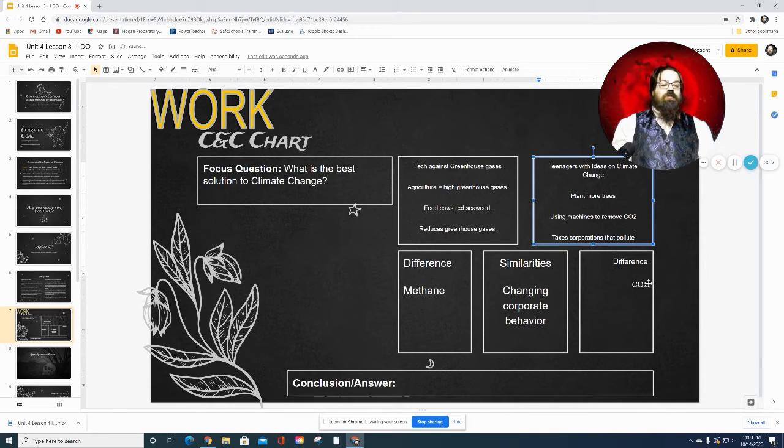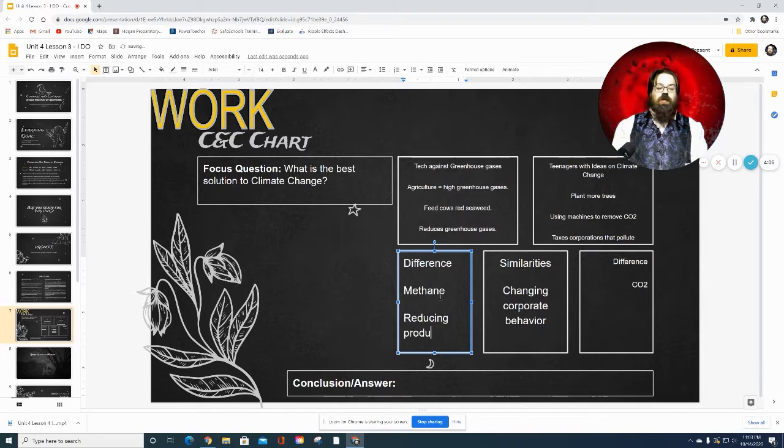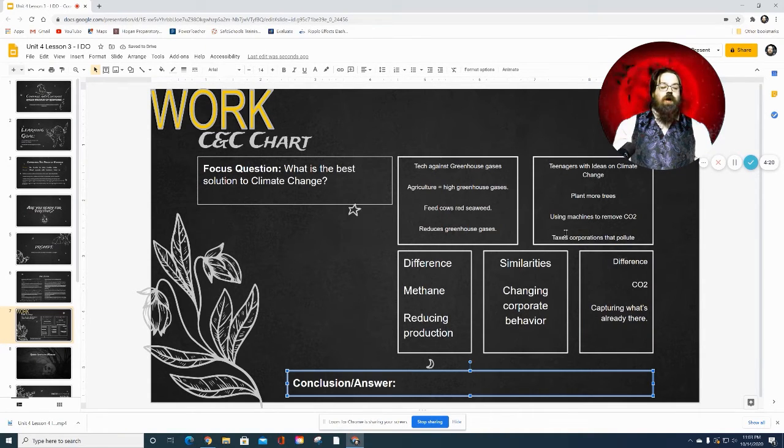Right. So some differences. This talks about CO2. This talks mostly about methane. This is about reducing production. Or this one is more about sort of capturing what's already there, right? So then to write an answer, I want to sort of combine all of these ideas.